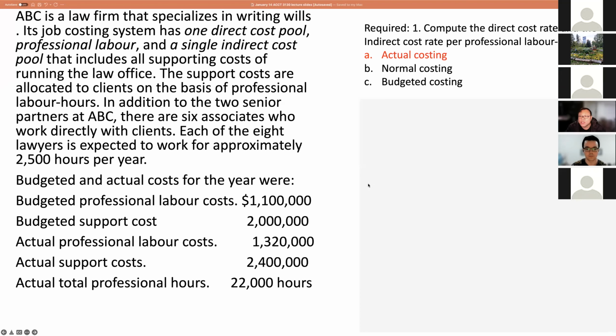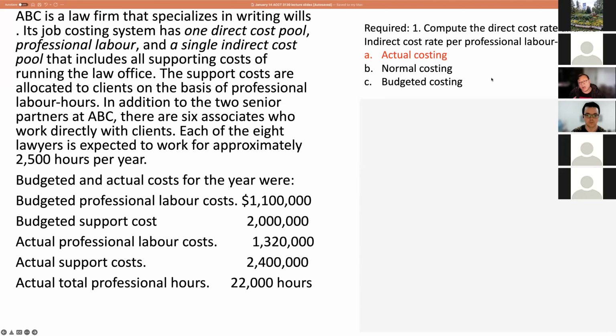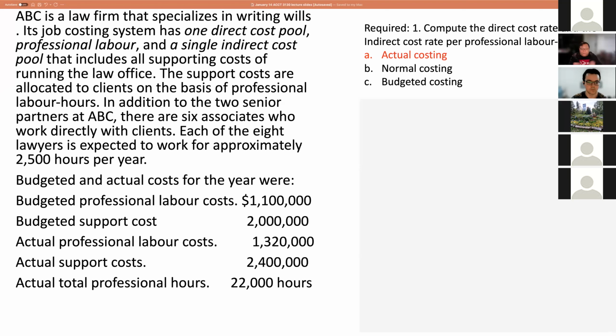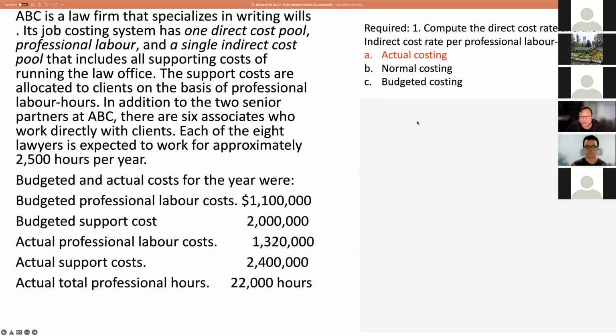So we are going to compare 3 different costings: actual costing, normal costing, and budgeted costing. That's the 3 scenarios. First, we are considering actual costing. This should be pretty understandable. Just by saying actual costing, which cost numbers should I use? Literally, when you read actual, yes, actual.